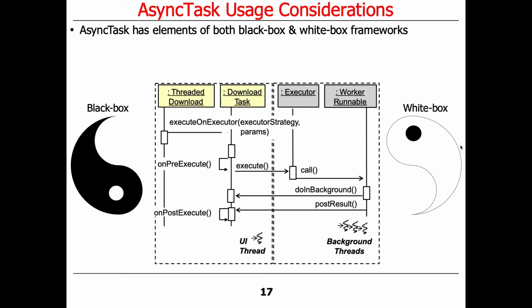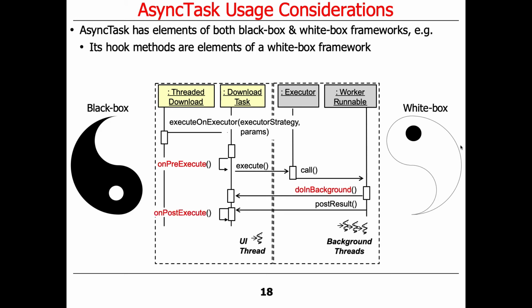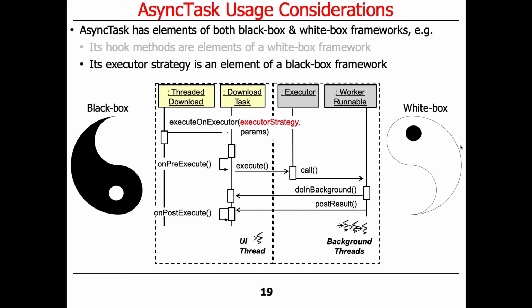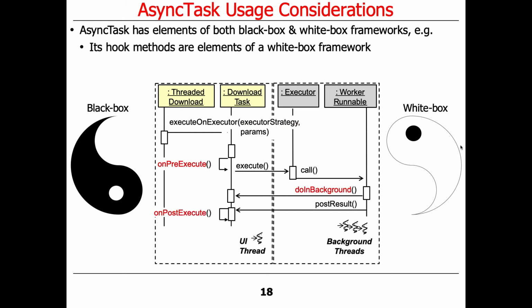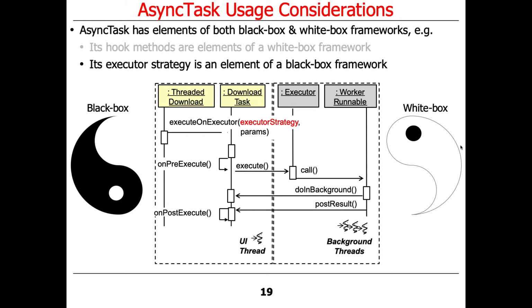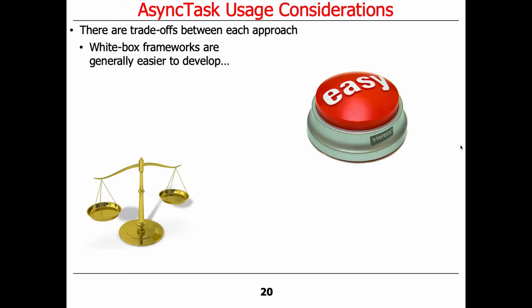As we talked about before, async task has elements of both black box and white box frameworks. The hook methods it has, like onPreExecute, onPostExecute, and doInBackground, are all examples of white box framework elements. The executor strategy, where you can plug and play different thread pooling strategies, is an example of a black box framework. So this is basically the template method pattern, and this is basically the strategy pattern.